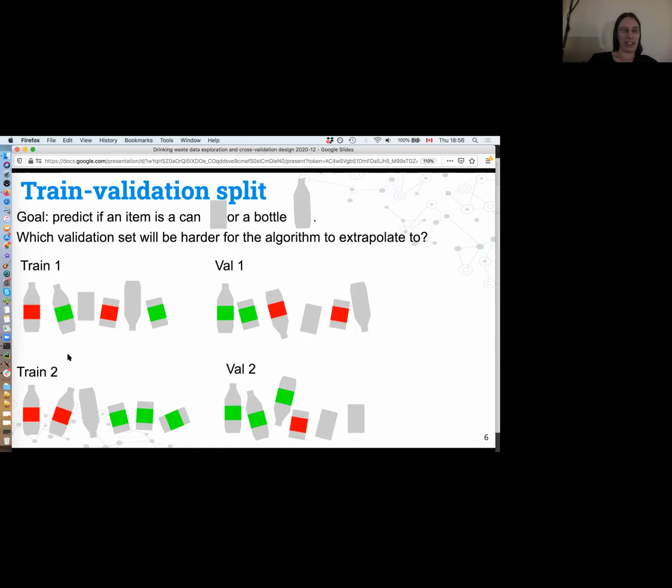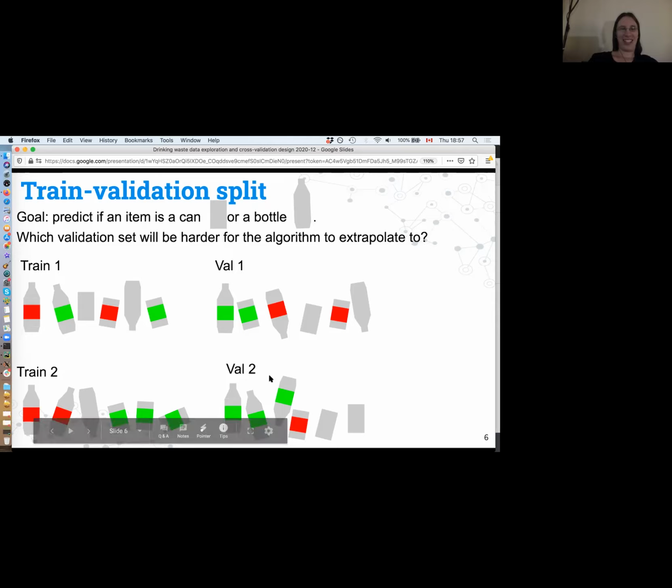So let's look at the second training validation split. In training set 2, there's a red bottle, a rotated red bottle, a rotated gray bottle, and then three different rotations of the same green can. Now validation set 2 has three green bottles in different rotations, a red can, and two gray cans. So I guess the question is: is training set 1 more similar to validation set 1, or is training set 2 more similar to validation set 2?